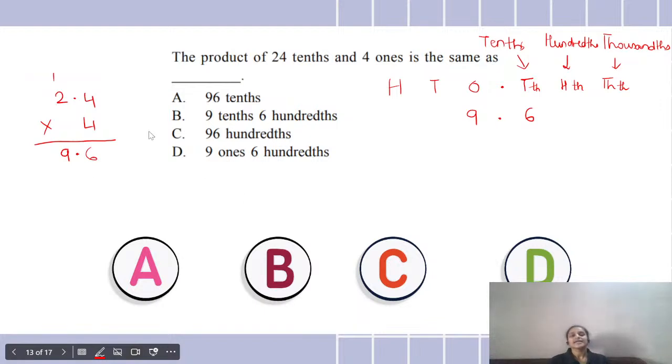So yes, my correct answer is option A. Because when I say 96 tenths, that means 9 ones and 6 tenths. It cannot be option C, that is 96 hundredths, because in hundredths there is no number. I have only till tenths, right? So this is how we find out the correct answer to this question. So 96 tenths is the correct answer. So option A is the correct answer. And I hope it is clear to all of you. Yes, Janisha, option A.